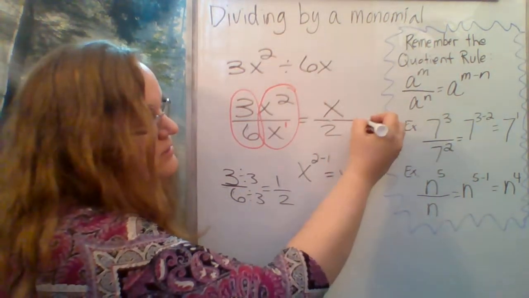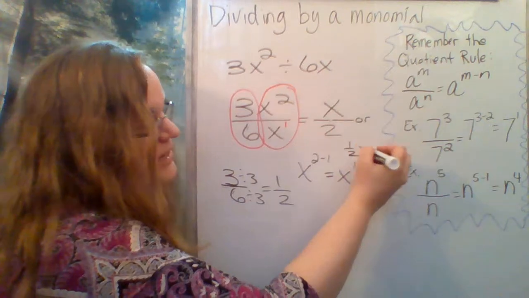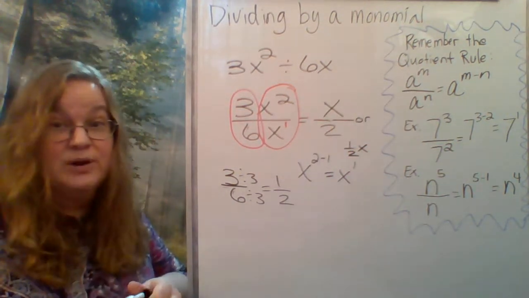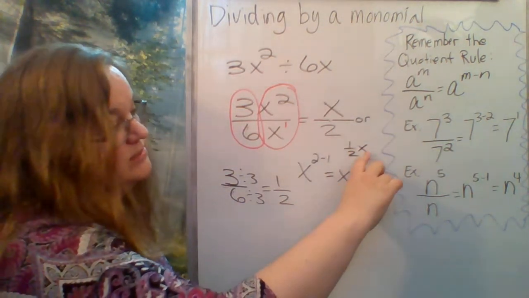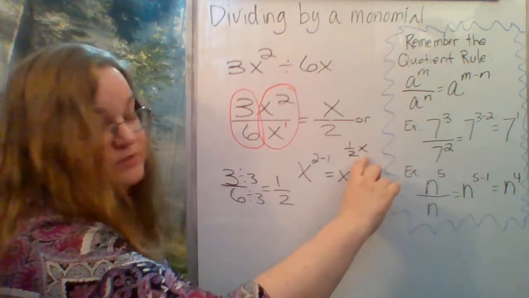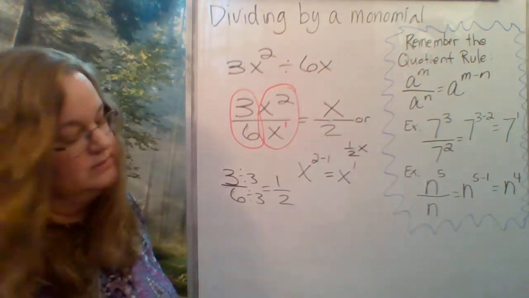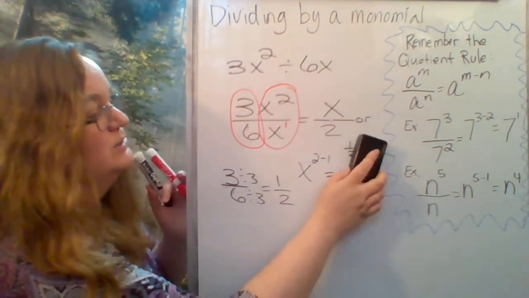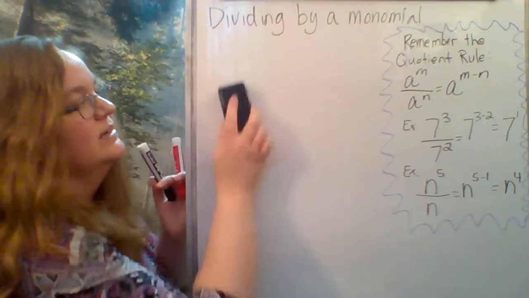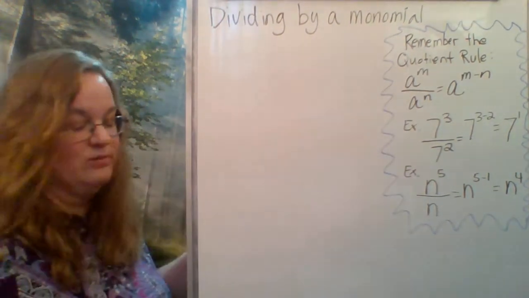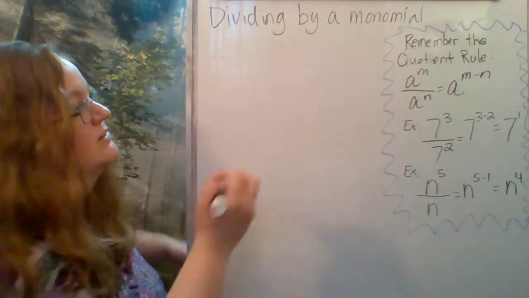Okay, the other thing you could do is write it as 1/2 times x. That's equally correct, remember, because this is like x over 1. So if I multiplied those together, that would come out to x divided by 2. Okay, let's take a look at another example. I'm going to start by writing this so it kind of looks like a fraction.